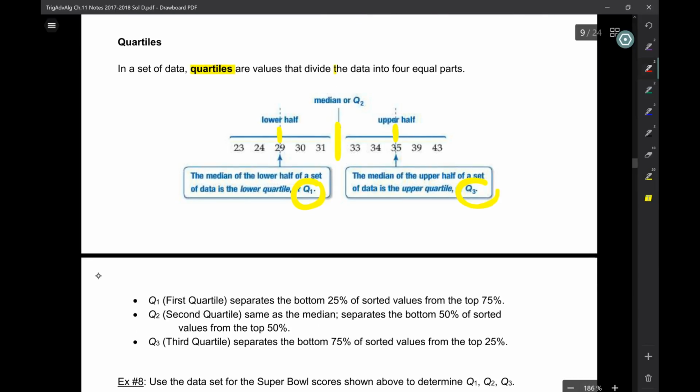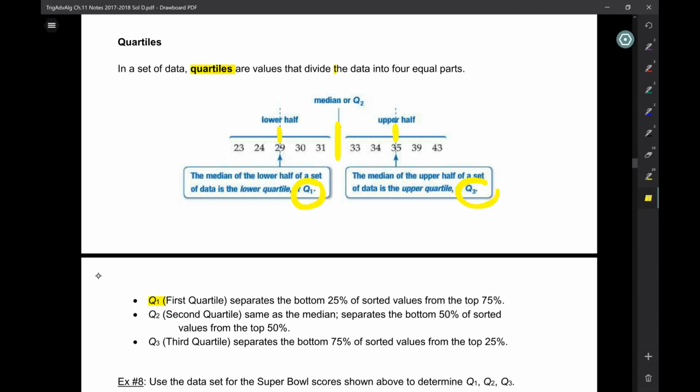So take a look at Q1. Here, this is Q1. It's 29, right? Basically, look, we've now separated this into 4 parts. This is the bottom 25%. This is the upper 75%. So Q1 separates the 25% from the 75%. The median separates the bottom 50% from the top 50%. And what does Q3 separate? The bottom what from the what? The bottom 75, right, from the top 25.